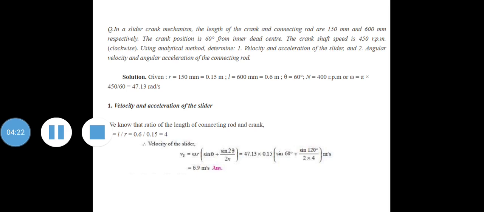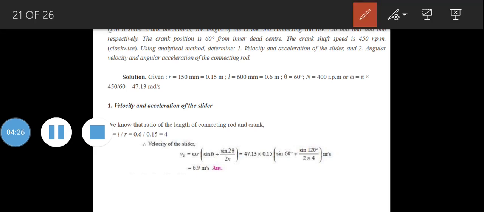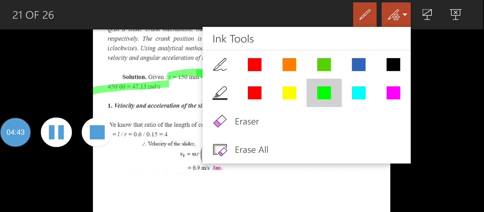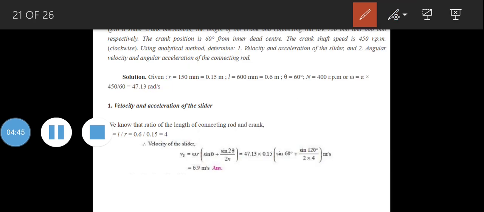First of all we will write the given data: the radius is provided, the length is provided, theta is provided, and RPM is provided. The omega value we will calculate, that is 2 pi N divided by 60, and then we will calculate the first one, that is the velocity and acceleration of the slider.